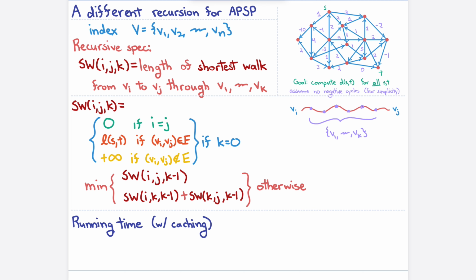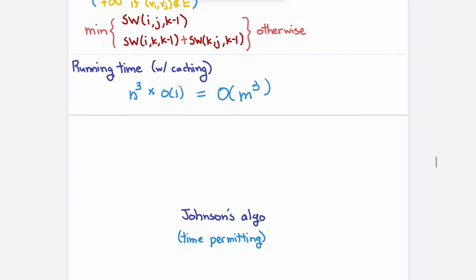So the running time is going to be n cubed subproblems times constant time per subproblem, and you end up with n cubed, right? So slightly better than n squared or n cubed log n. Okay, that's the Floyd-Warshall algorithm. Okay, so that is it.